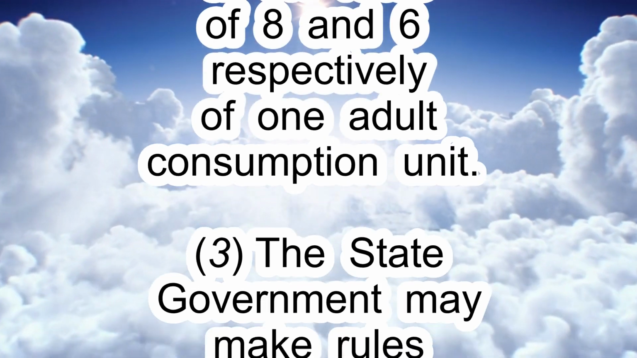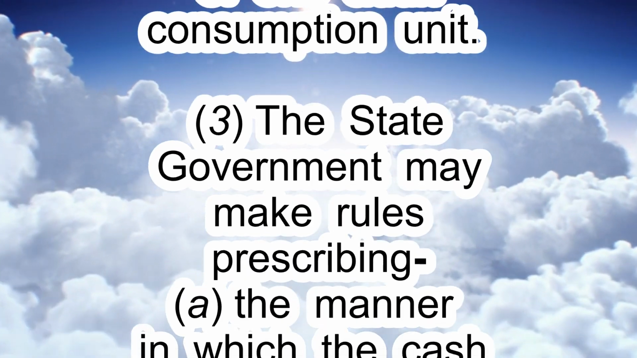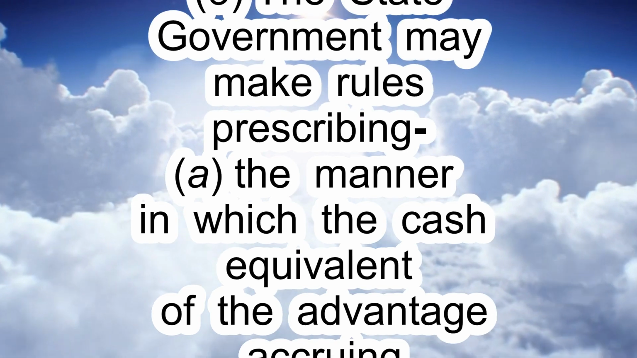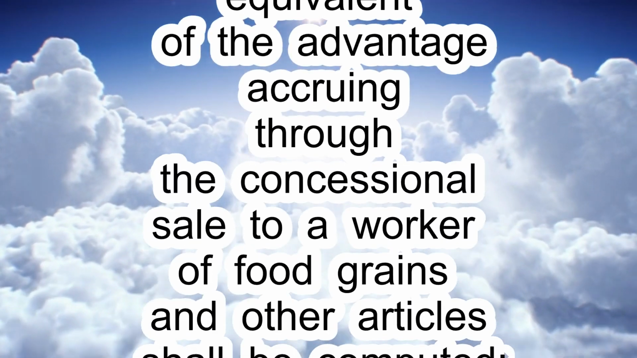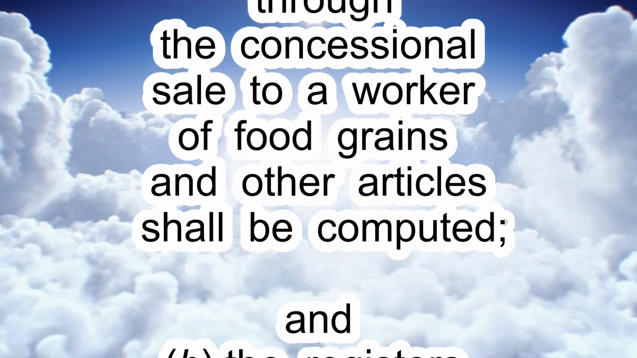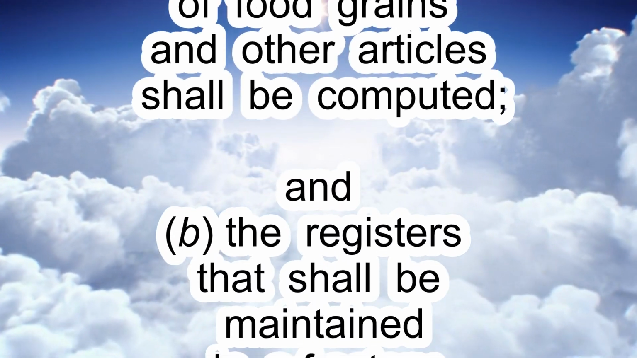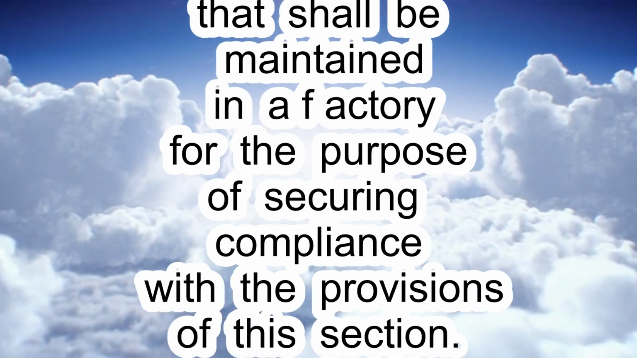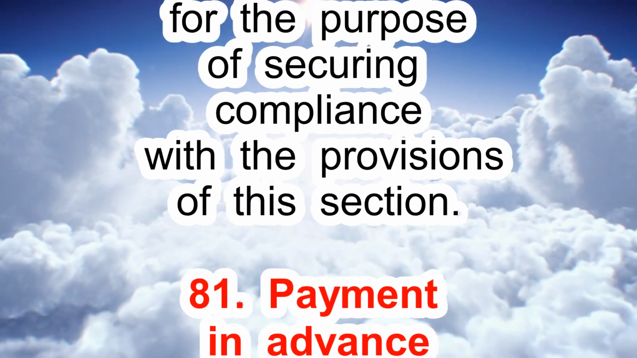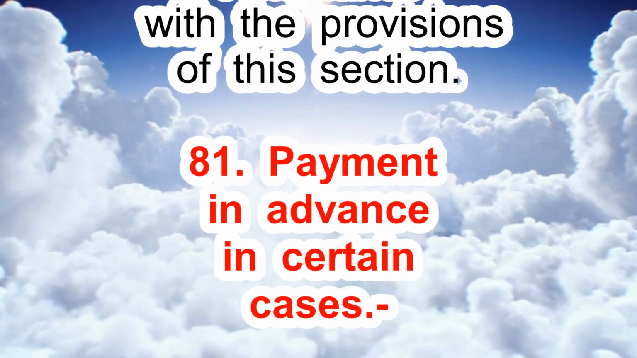3. The state government may make rules prescribing a. The manner in which the cash equivalent of the advantage accruing through the concessional sale to a worker of food, grains and other articles shall be computed, and b. The registers that shall be maintained in a factory for the purpose of securing compliance with the provisions of this section. 81. Payment in advance in certain cases.